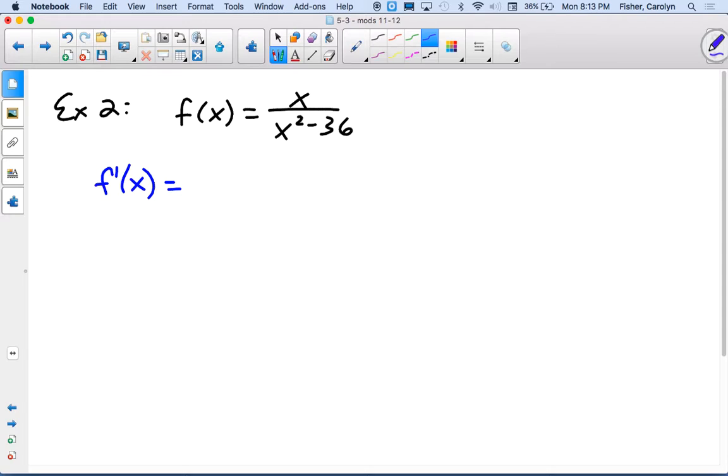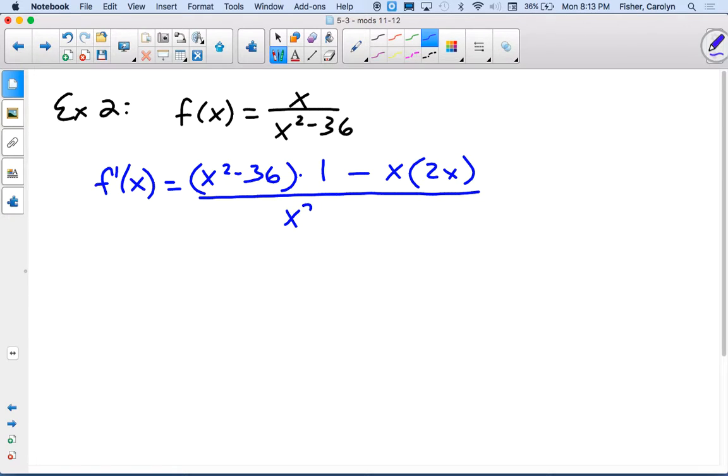So I am going to have to do quotient rule. There's no avoiding it this time. So denominator times derivative of the numerator minus numerator times derivative of the denominator all over the denominator squared. Make sure you're using parentheses so you don't end up getting into trouble here with the derivative. And I'm just going to see what I can do to tidy this up. Numerator is x squared minus 36 minus 2x squared.